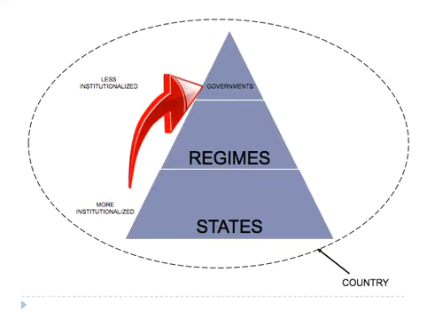Again, a country is what contains all the concepts discussed. So a country contains the state, the government, the regime, and all the people living within its political system, the entire political entity and its system.